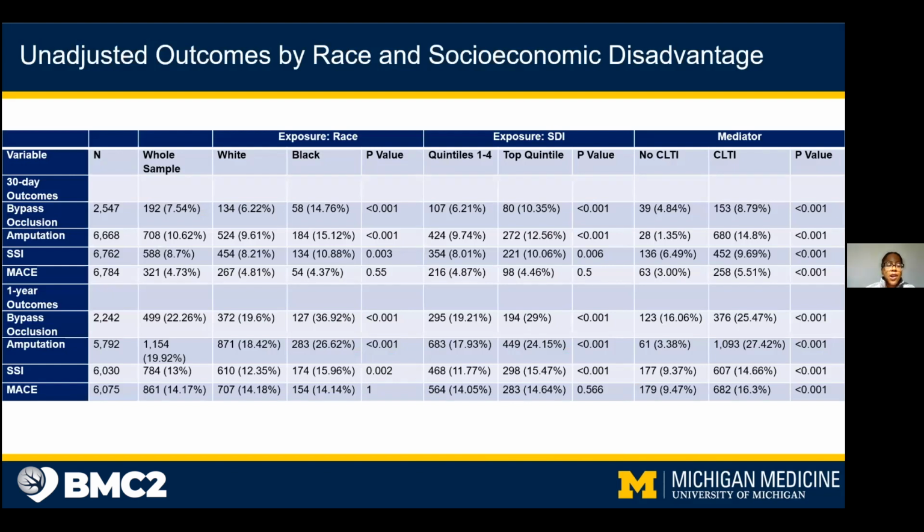So I know this is quite a large table, but in unadjusted outcomes, Black patients had significantly higher rates of bypass occlusion, amputation, and SSI at 30 days and 1 year. And similarly, patients in the 5th quintile for SDI had significantly higher rates of all adverse outcomes at 30 days and 1 year, except major adverse cardiac events, compared with those who were in a less socioeconomically disadvantaged category. And then those patients who were admitted with CLTI were significantly more likely to experience all adverse outcomes at 30 days and 1 year.